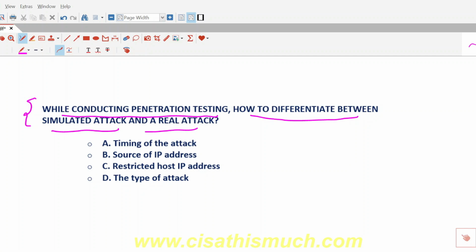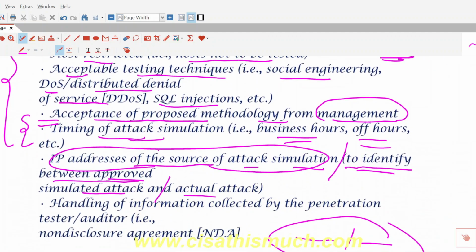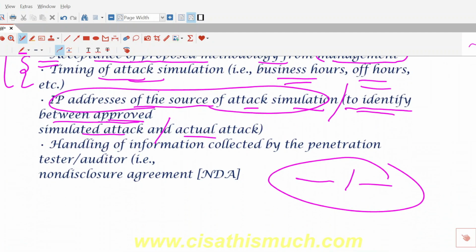I'll be discussing this question in detail again. I just wanted to mention that, if that is making you confused, do not assume that thing in this particular question, right? Okay, so I think we are here. Yes, so the IP address of the source of the attack simulation is used to identify between the approved simulated attack and the actual attack. Next thing is the handling of information collected by the penetration tester or auditor.